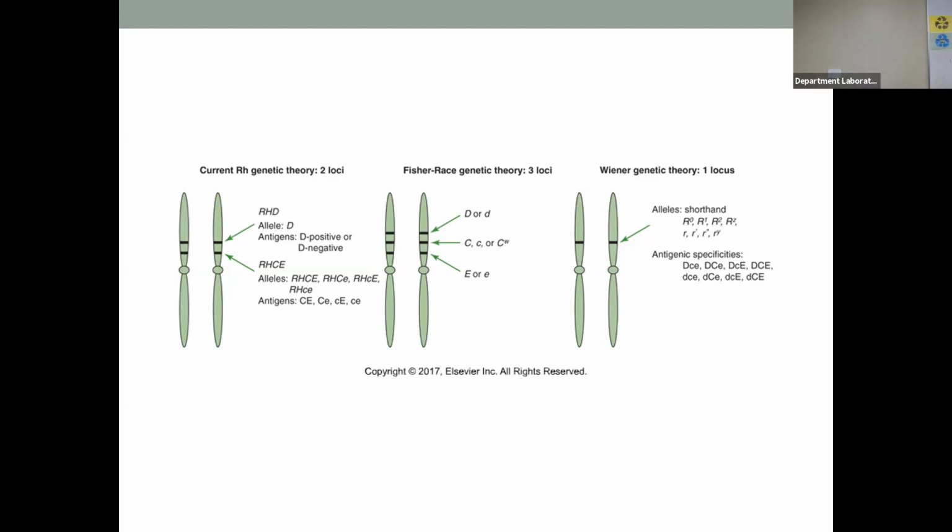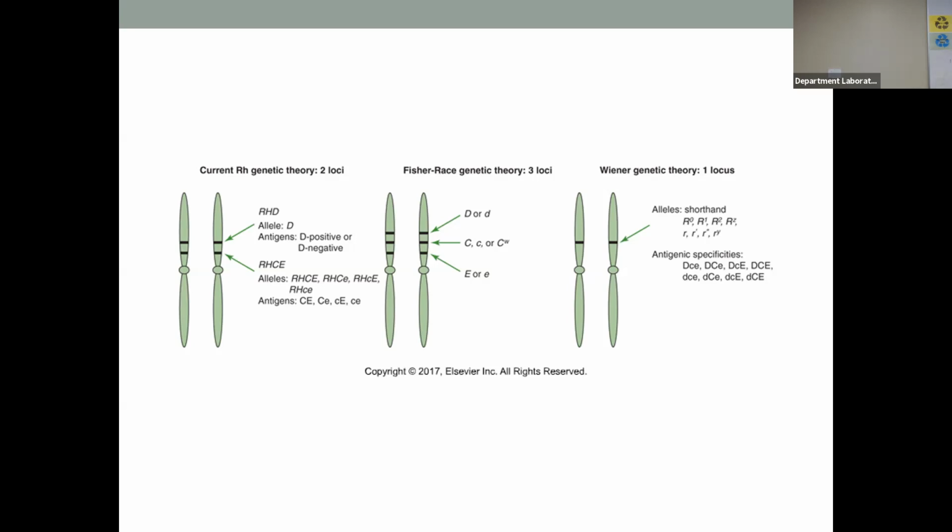Fisher-Race makes a lot more sense, if you ask me, and it's a lot easier for students to understand the Fisher-Race terminology. But you have to be able to convert it to the Wiener. I promise you guys will probably see a question on your board of certification about that. And if you ever work in blood bank, then you will need to be able to understand.